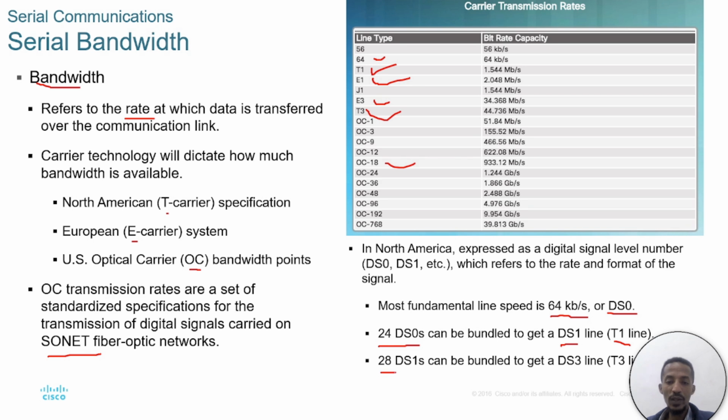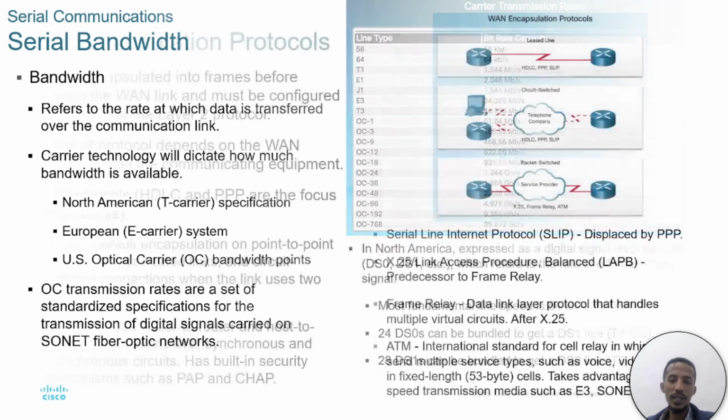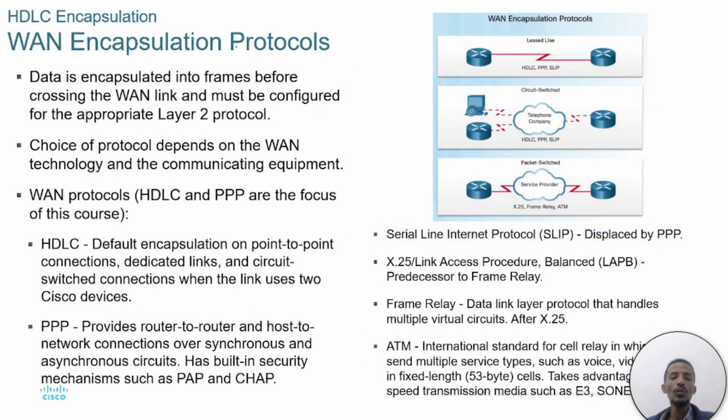Whenever you have 28 DS1, you'll get DS3 or T3. So you can think of DS1 is what? 24 DS0s, so you can multiply 28 times 24 to get T3. So T3 is around how much? 44.73 megabits per second.